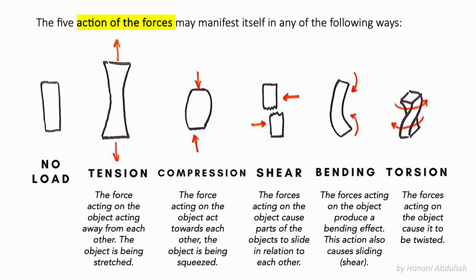And then boleh jadi compression. Compression ni macam objek yang kena tekan, kita mampatan. And then dia boleh jadi shear. Shear ni macam geseran lah, dia terputus. Okay. And then dia boleh jadi bending, bengkok. Ataupun boleh juga objek tu jadi torsion. Torsion ni lebih kurang macam objek yang kena pusing.